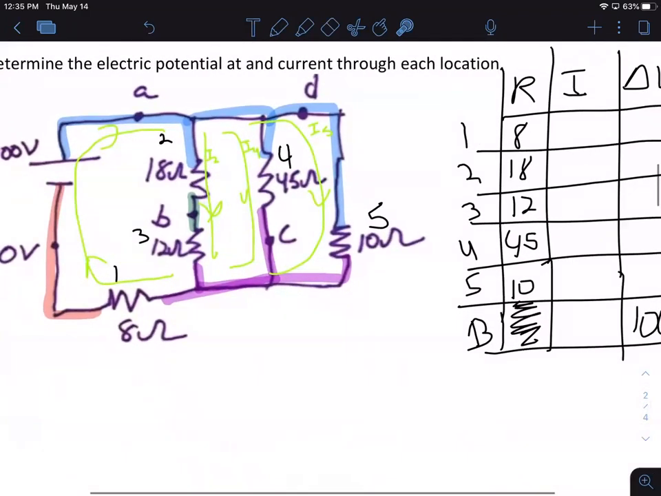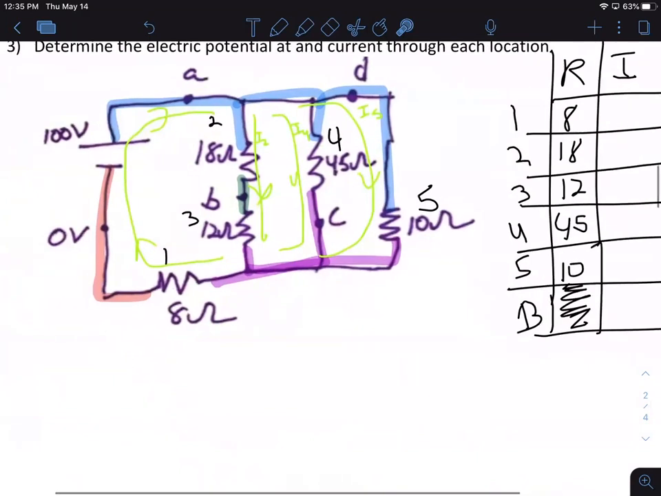Now looking at this situation, this is a situation where I have all the resistors and don't know anything about the currents. So this is a good opportunity to do some equivalent resistance. Trim this circuit down to one that we can find the battery's current for. Because once I do that, I'll know the current through this 8 ohm resistor.